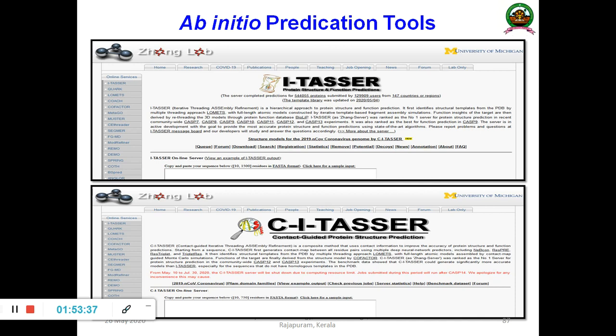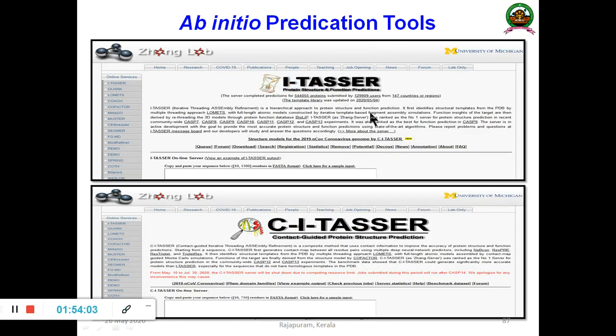And which is the server? This is one of the good servers that does ab initio prediction. What you need to do is simply have a username and password to log in here. Especially you require an academic user ID; Yahoo, Gmail, all those things will not work here. You require an academic license ID or student's license ID, and you can submit, and the result, the predicted model, will be sent to your mail.